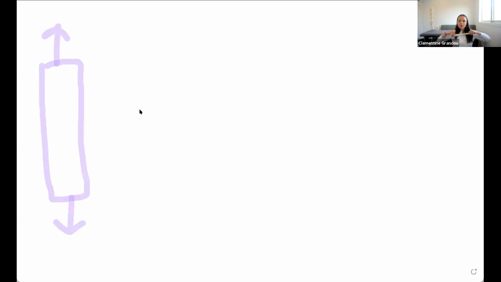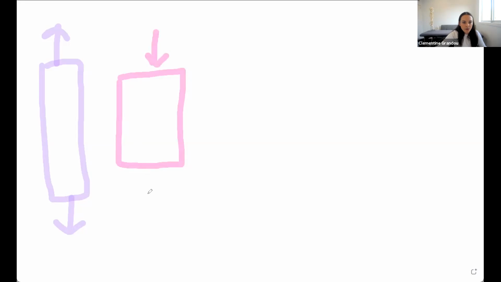Compression is the same, two opposite forces, but now they're pushing that bone together. So we've gone from pulling it apart to pushing it together. And we can draw the bone for compression maybe a bit shorter and fatter to signify that we've pushed it together.